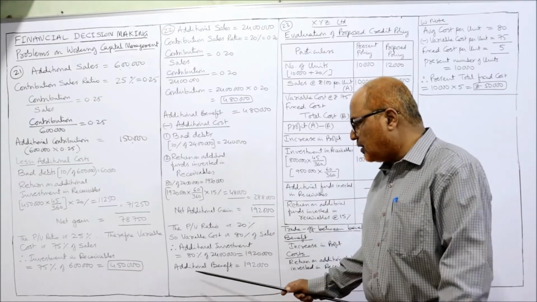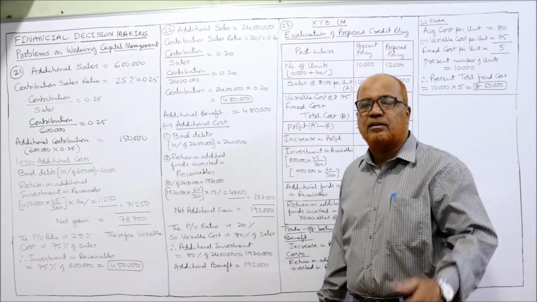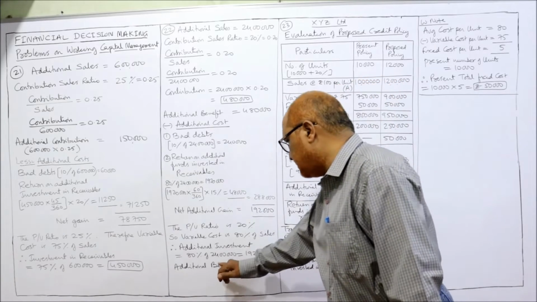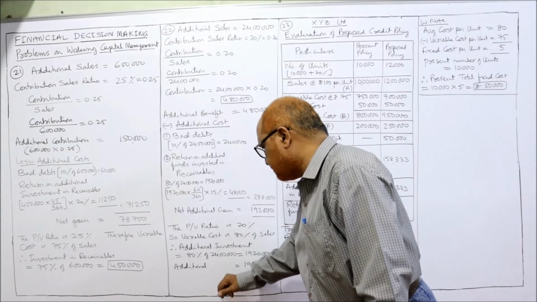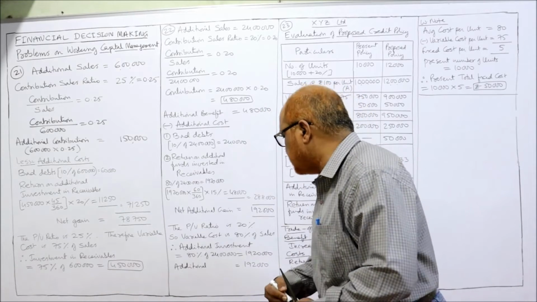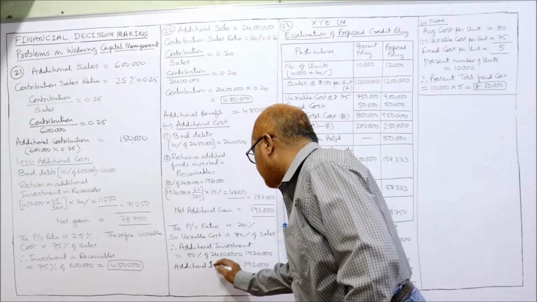These are the additional benefit, additional investment. It is not additional benefit, it is the additional investment. Additional investment is 1,92,000.